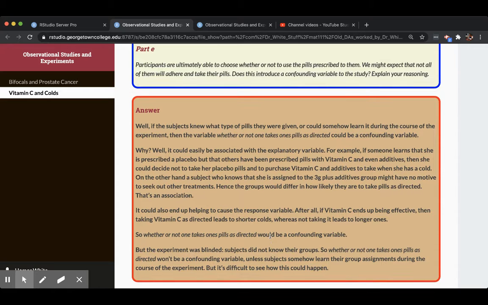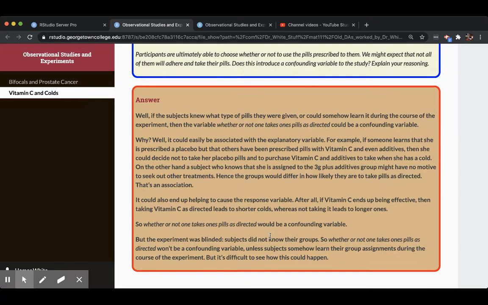So the key really is the blinding. And that's why you always try to blind an experiment if it is feasible to do so.